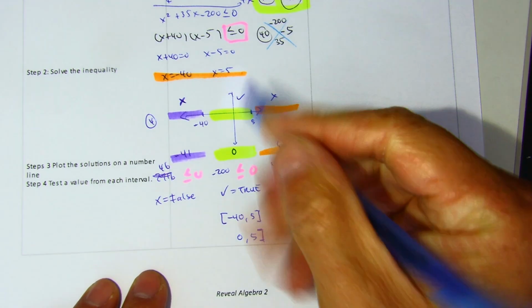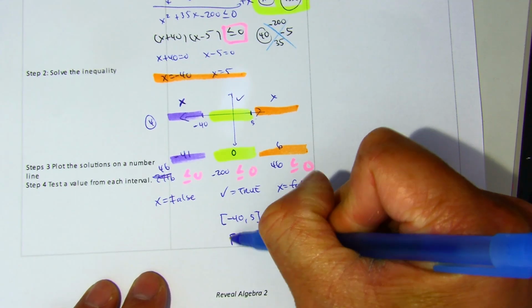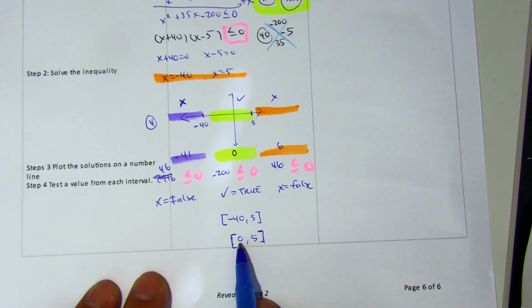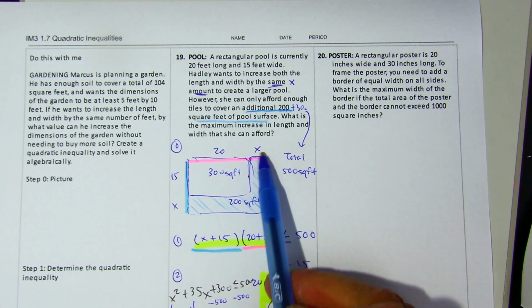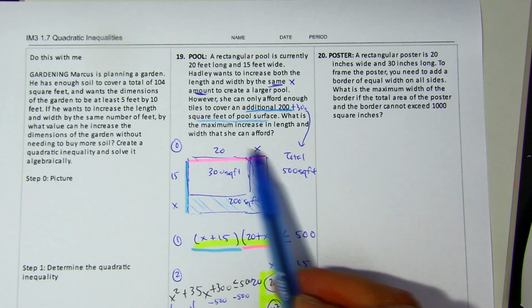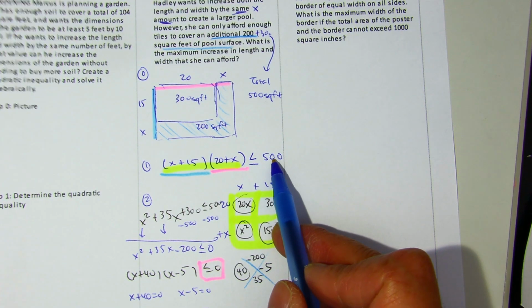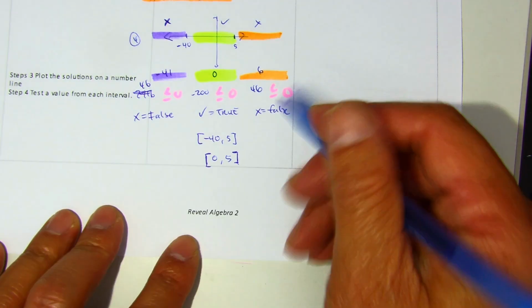Now, of course, if you chose 0, the pool's not going to increase. But if you chose, say, 1, you can put in 20 plus 1 is 21, and 1 plus 15 is 16, and so when you multiply those numbers, it's going to be less than 500, which you can afford. So your answer in interval notation is 0 to 5.